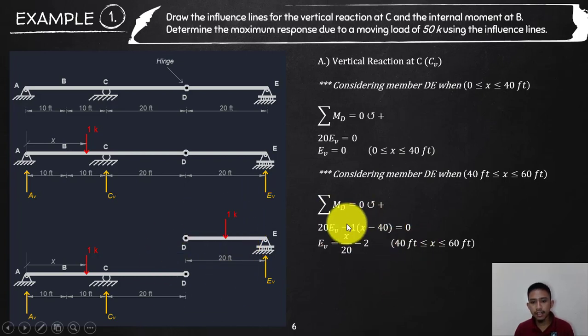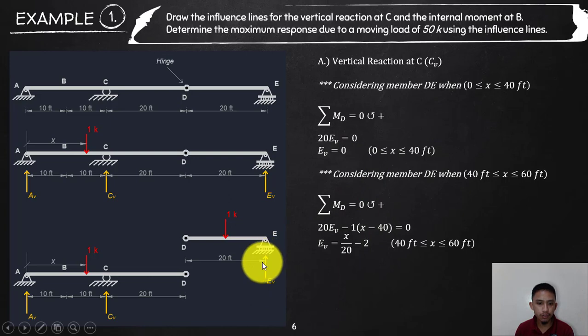So now, rearranging this one, you will have the equation of EB. EB is the response, and x is the position, so the response is a function of the distance x. Again, when x is from 0 to 40, your EB is 0. But when x is from 40 to 60, there will be now a value, wherein that is x over 20 minus 2. Okay, so now we have this equation of EB.